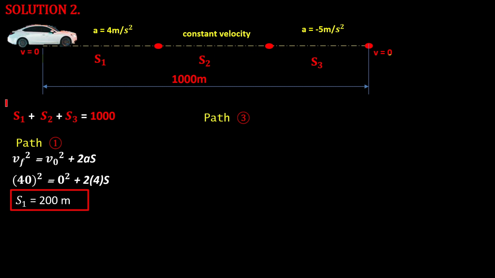So, pwede natin gamitin itong equation na to. S1 plus S2 plus S3 is equals to 1,000. Meron na tayong S1, kailangan natin kumputin si S3. So, pag nakumpit natin si S3, malalaman natin si S2. Okay? So, gamitin din natin yung formula 2. Final velocity squared is equals to initial velocity squared plus 2AS.